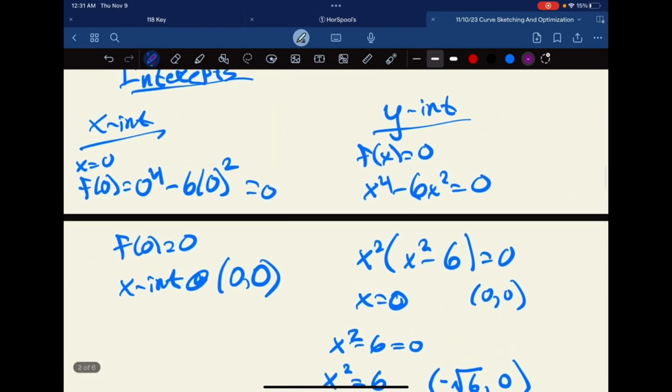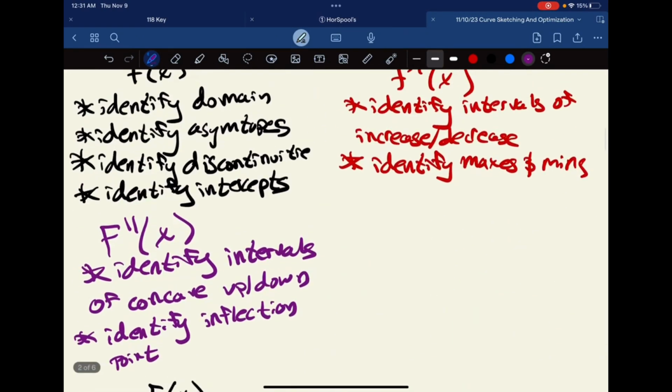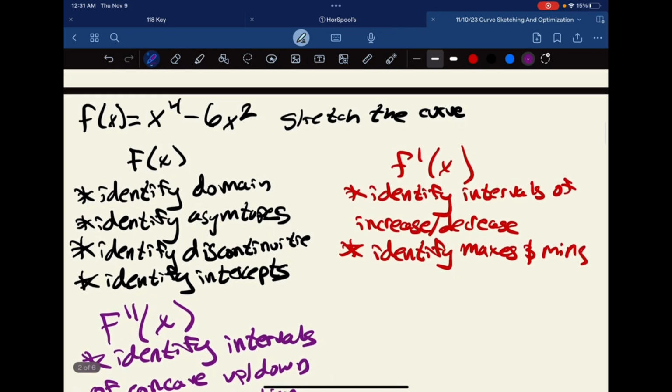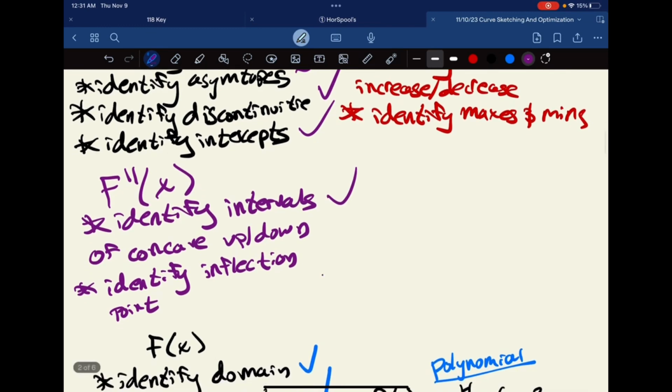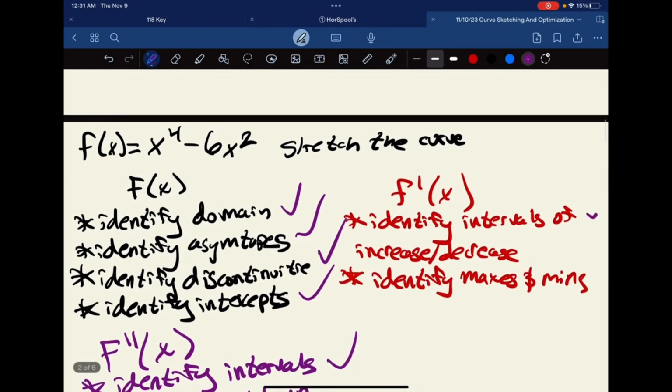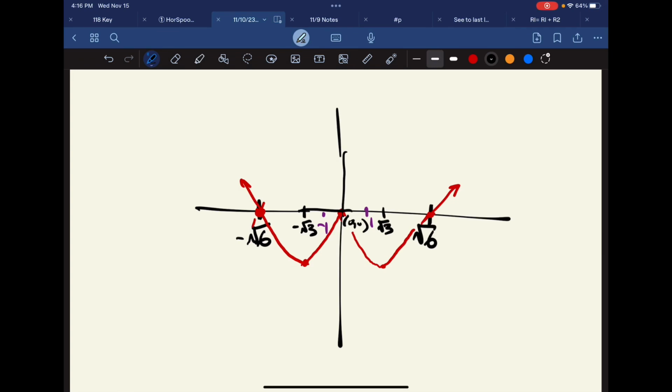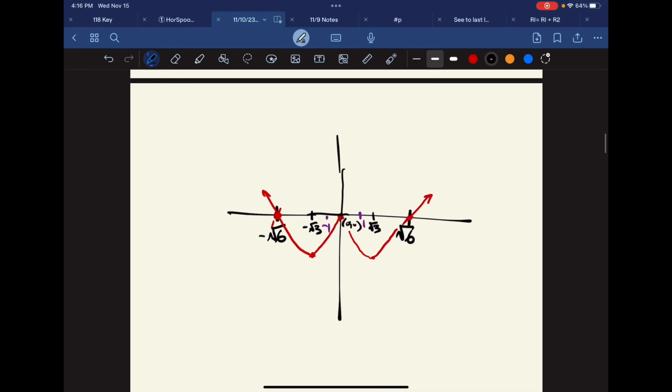Let's see, is there anything else? We got our domain, we got our asymptotes, we got our discontinuities, we got our intercepts, we got our intervals of concave up and concave down, we got our inflection points, we got our intervals of increase and decrease. And then this is going to be what our final graph looks like.